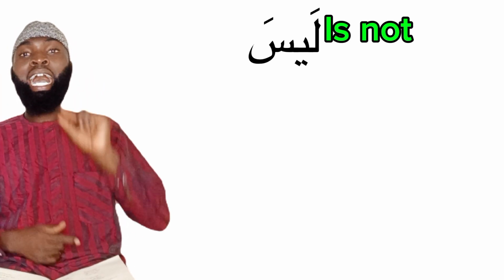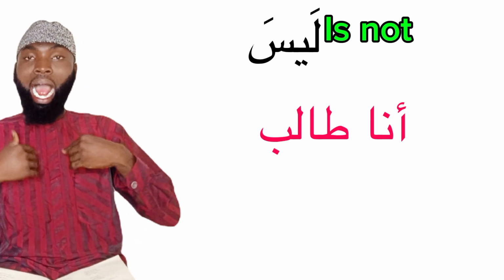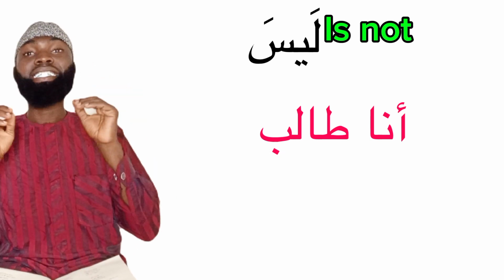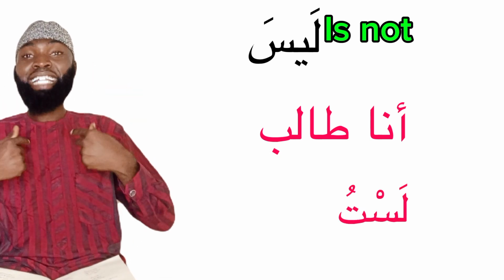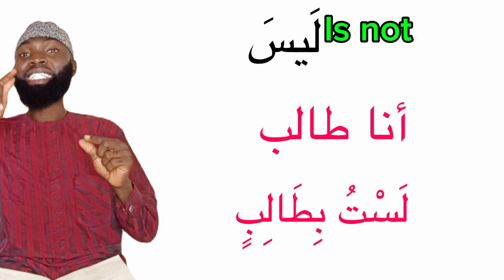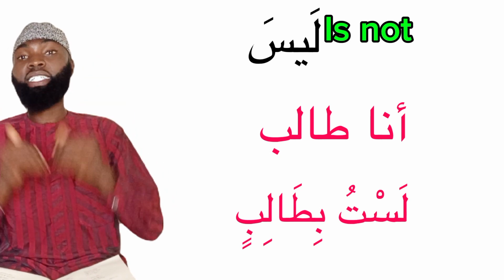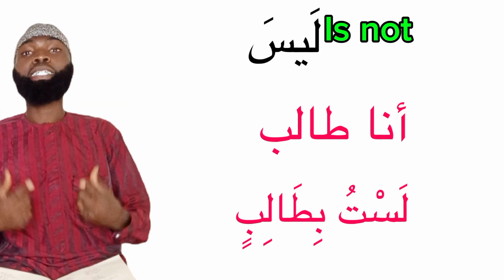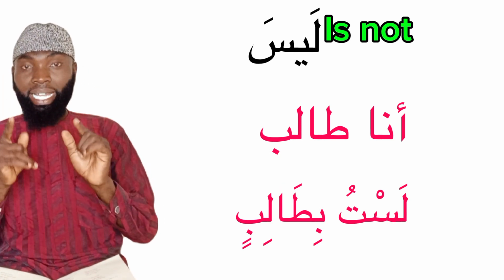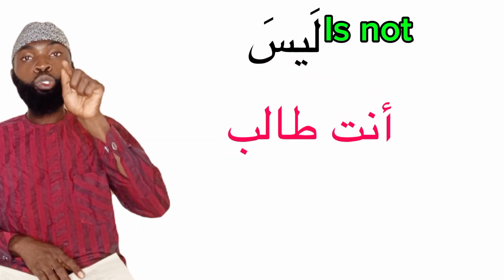Like when I have ana talibun, I'm a student. This is for the first person singular. I am a student. The ana there is the mubtada and talibun is the khabar. So I will simply say lastu bi talibin. I am not a student. So you can see the tu that has been attached to laysa is the fa'il, the subject of the sentence which represents me. What if I have a second person male? I have a single person in front of me and I'm saying anta talibun, you are a student.